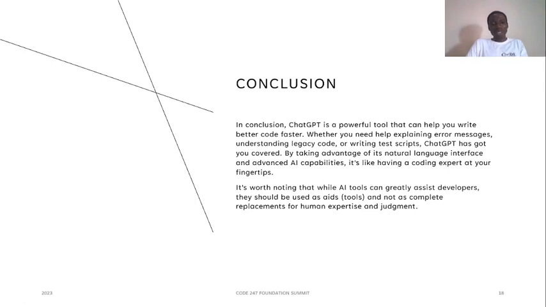But it's worth noting that while AI tools can greatly assist developers, they should be used as aids, as tools, and not as a complete replacement for human expertise and judgment. So don't think everything it gives you will be correct. Of course, there could be some corrections or modifications that need to be made for it to work in your code. So take note of that and use it responsibly.